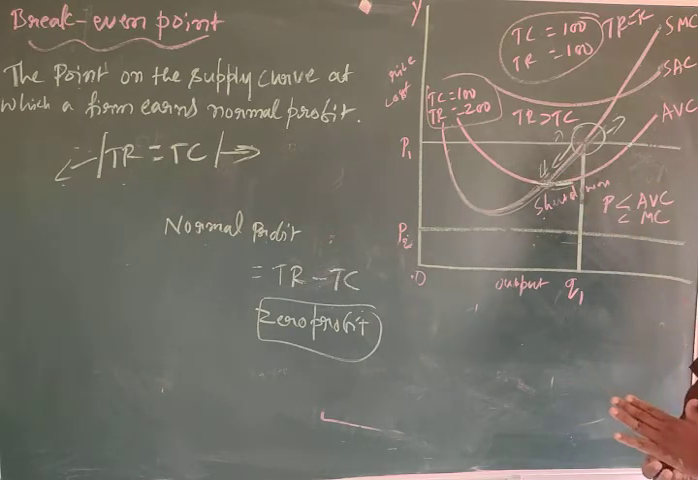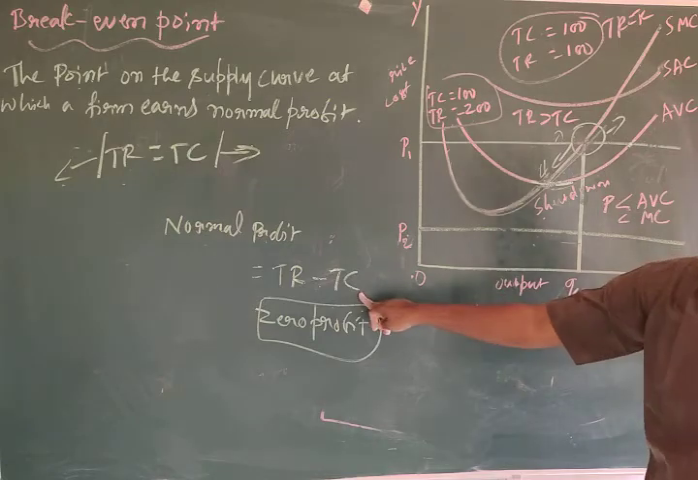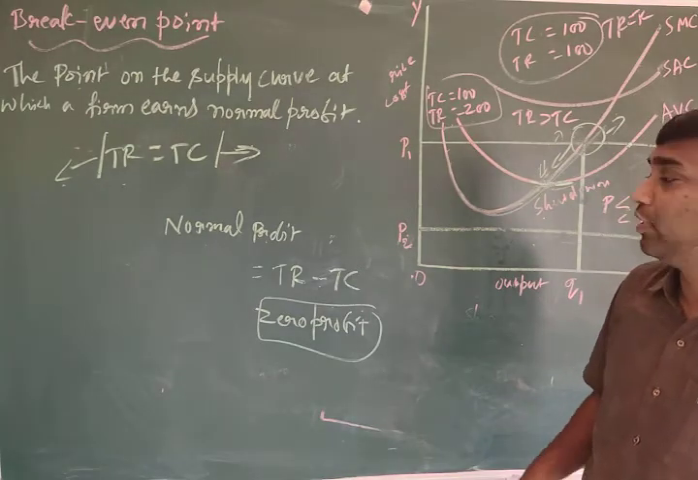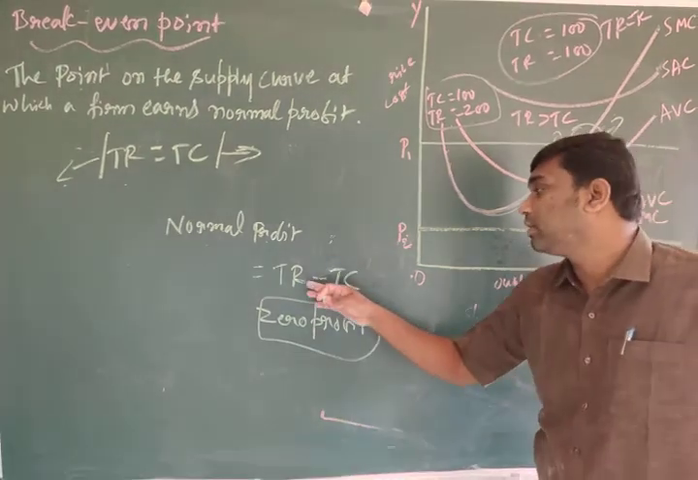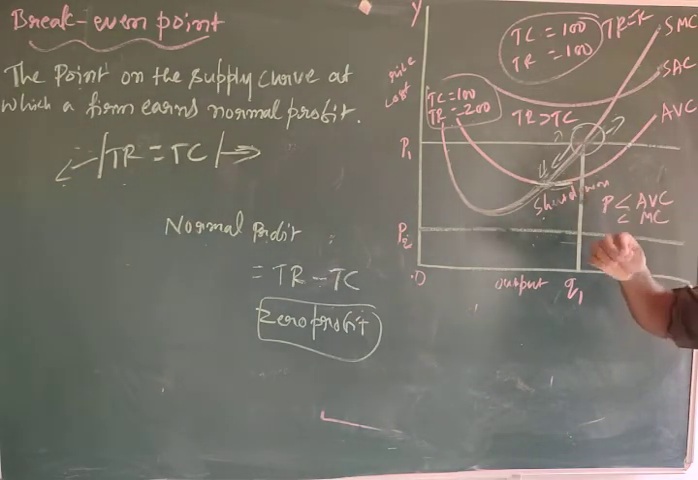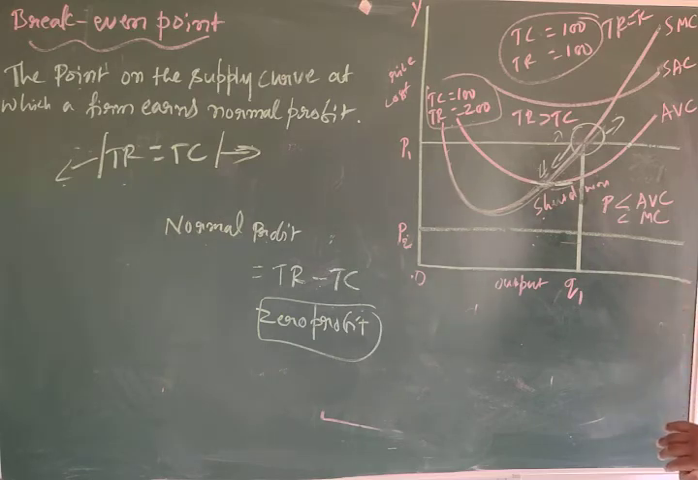Next is normal profit. Normal profit means the revenue earned by the firm should be sufficient to cover all its costs. That is called normal profit. So normal profit is TR minus TC, which is also called zero profit. Before that, super normal profit. Super normal profit means above the normal profit.